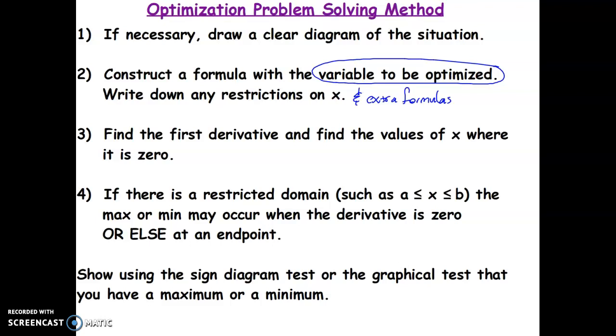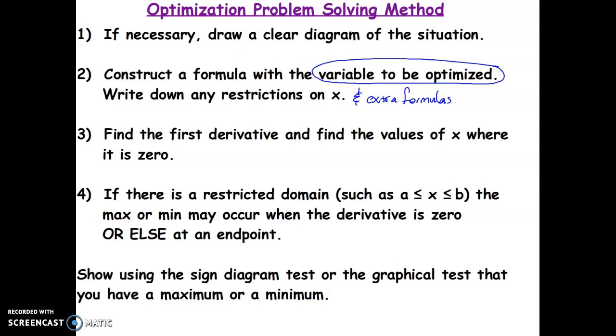So then once you have your formulas and your restrictions, you have any extra formulas, you've done any substitution you need to do, you're going to take the derivative and you're going to find the values of x where the derivative is equal to 0 because critical numbers are where most of our maximums and minimums occur. But then notice in step 4 that if there is a restricted domain, if there are some numbers that you can't go above or below, then the maximum or minimum may occur not necessarily at the derivative, but also at the endpoint. Then we're going to do a sign diagram test to verify that you have a maximum or a minimum.